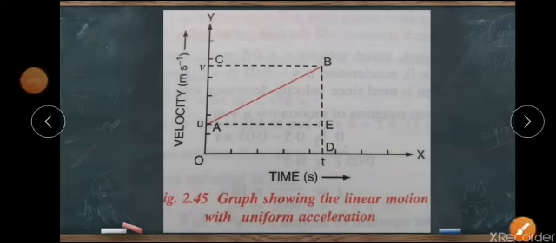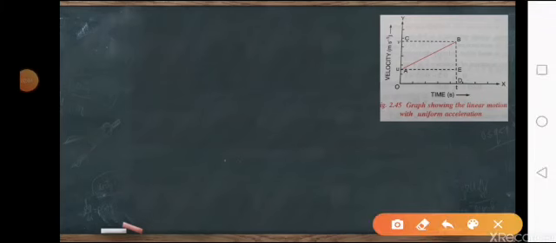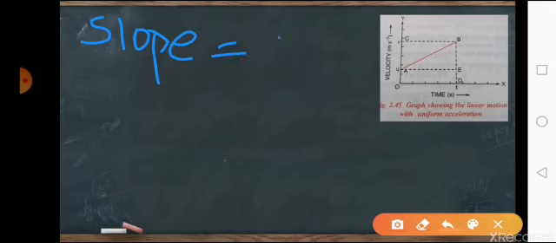Now once again we are going to start the derivation. Get ready with your pen, paper or book, whatever it is. Open page number 51 and see figure 2.45, graph showing the linear motion with uniform acceleration. The same figure is shown on the screen, you can see it in your textbook, and while I am explaining the graph, you will be going through the graph given in your textbook. Now, to derive the first equation of motion, we are going to consider the case that the slope of a velocity time graph will give you acceleration, right? So, this is the point we are going to take.